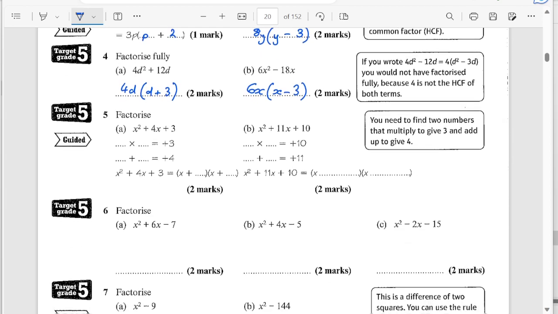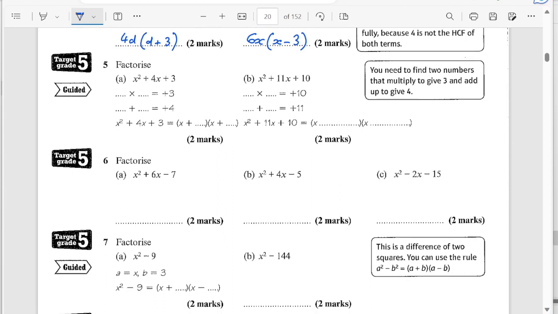For question 5, we're moving on to quadratics now. And this is how I would set it out normally. So I'm looking for numbers that multiply together to make the back term and add together to make the middle term. Multiply to make the back term, add to make the middle. So in this case, this is a rare case where the multiplication is less than the addition. So it's got to be 3 and 1. So plus 3 and plus 1.